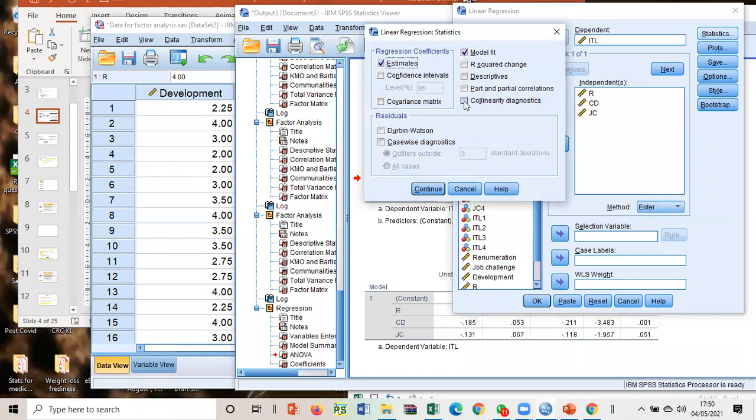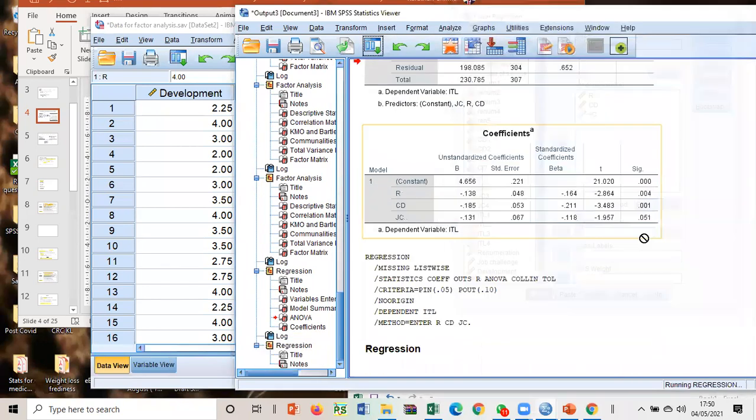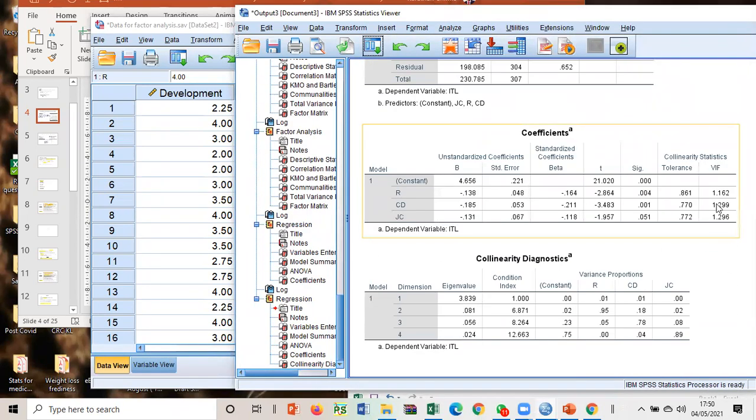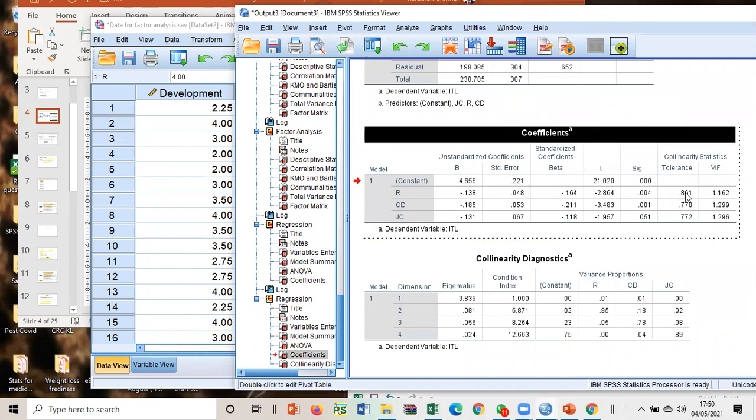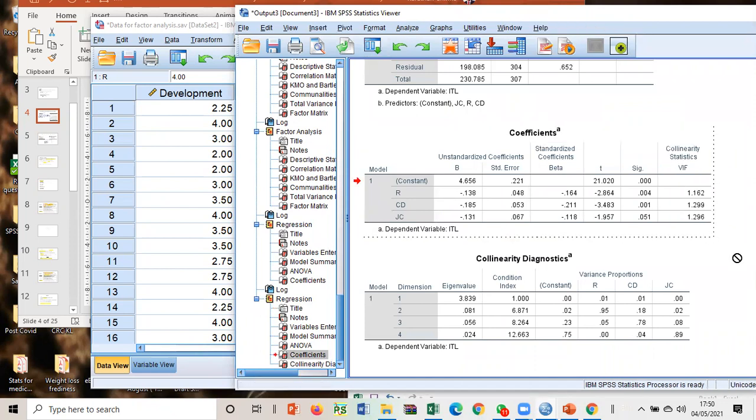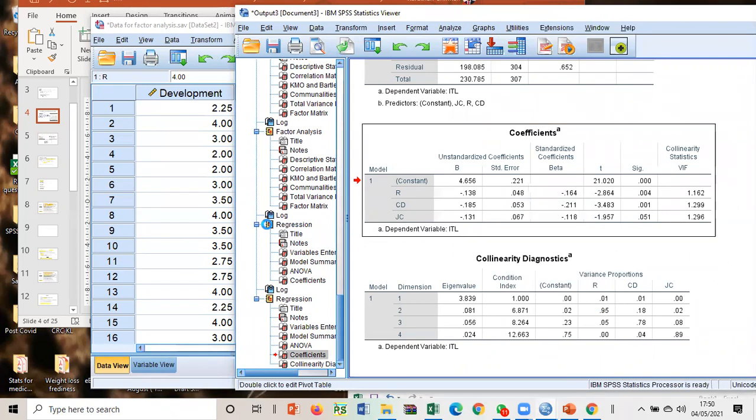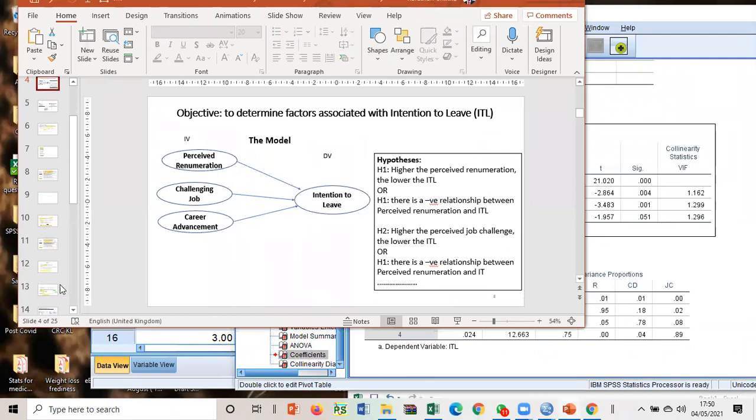Statistics, multicollinearity. Is there a problem of multicollinearity? No. It's less than 5. So that's what ultimately I want from my study.